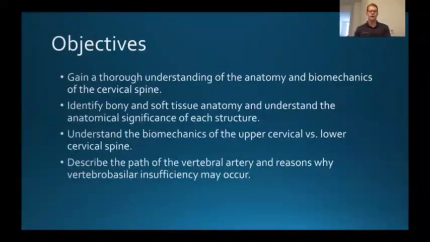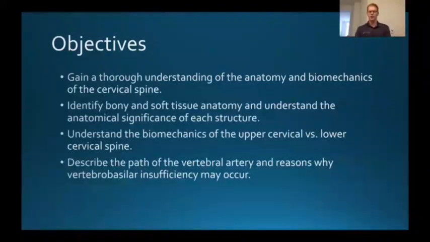Also, we're going to identify bony and soft tissue anatomy and understand the anatomical significance of each structure. One thing that we'll talk about really in detail is the vertebral artery and the path of the vertebral artery, because it's important to understand when you're performing that test, even though it doesn't have the best sensitivity or specificity, to know where it runs and why certain positions can place extra stress on it.